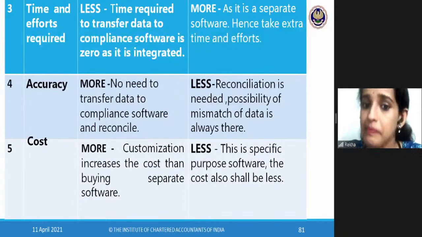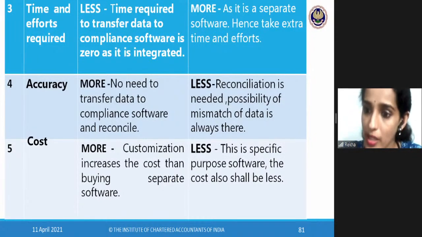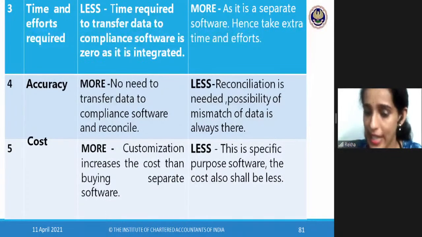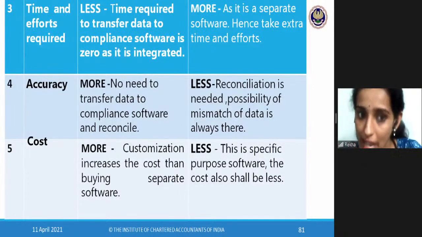And similarly, time. If you want to transfer the data, the time required will be less because both the compliance, tax and accounting, are in one single software. So all the activity is done in one place, and you need not actually take the accounting data from here and transfer it to a tax compliance software. So that much time is saved.